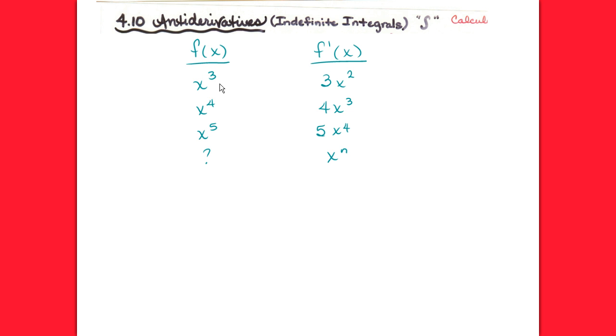And so we've just discovered the power rule for antiderivatives. If you have x to the n, you're going to increase that exponent by 1, and then you're going to divide by that thing that you come up with, right? Just like with derivatives, we decrease by 1 and multiply. With antiderivatives, we increase by 1 and we divide.